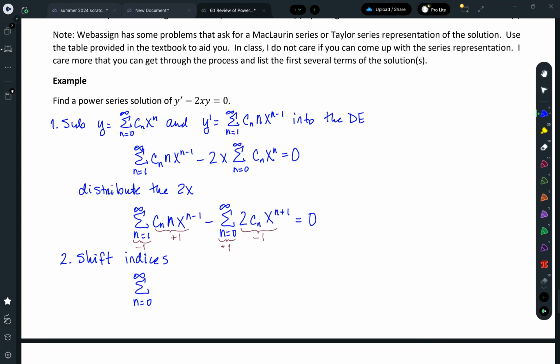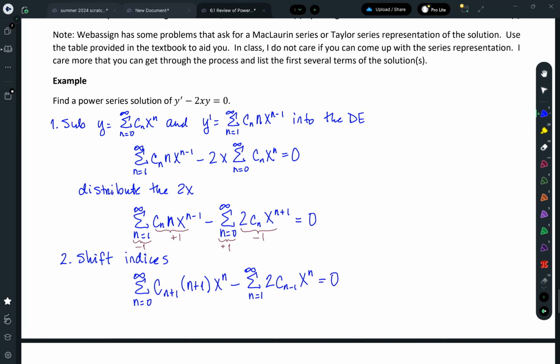Now I'm going to add 1 everywhere I see an n in the sequence. So I get c sub n plus 1 times (n plus 1) x to the n, minus the second one. And the second one I'm adding in the counter, so it becomes n is 1 to infinity. And everywhere there's an n in the sequence, I subtract a 1. So I get 2 c sub n minus 1 x to the n. And this all sums to 0. Okay, so I shifted my indices.